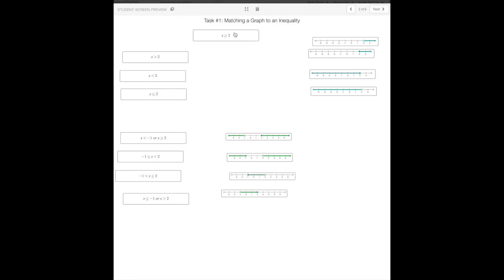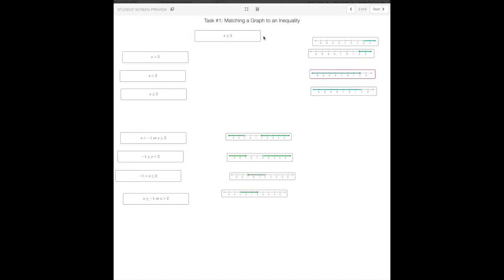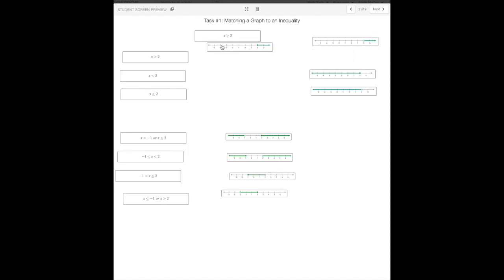All right, the first card we have is x is greater than or equal to 2. Because x can be equal to 2, I'm going to have a closed circle. So it's going to be this one or that one. And then I think, what's a number that's larger than 2? Oh, 3, 4, 5, etc. So it must be this one because the arrow is pointing to the right. And notice that 3 is highlighted. 3 is greater than 2. And again, because x can be equal to 2, I have a closed circle here. So I'm going to match those two. All right, so that's one match.